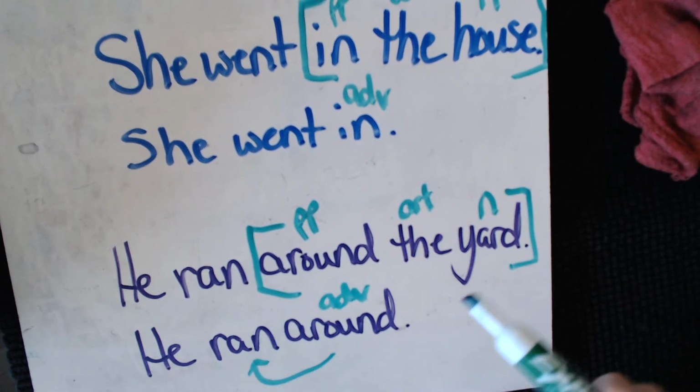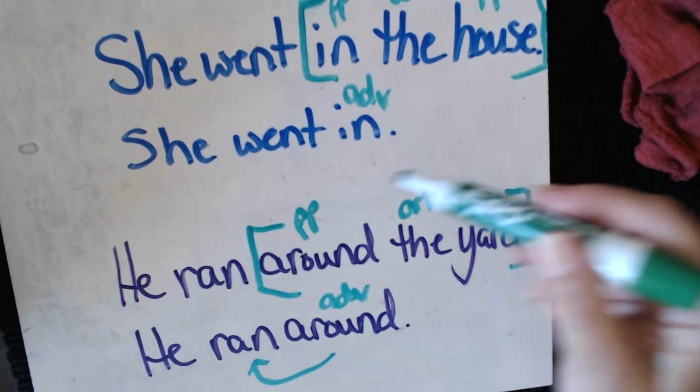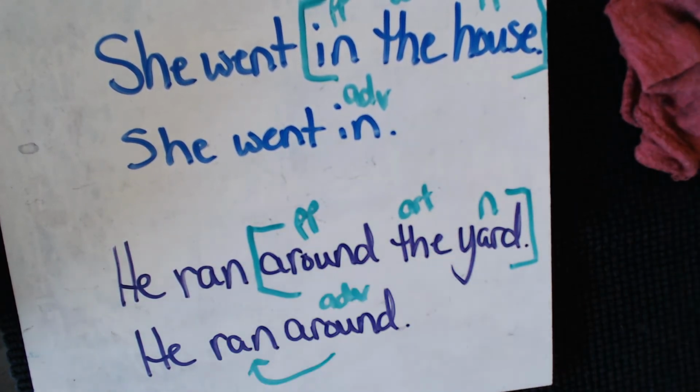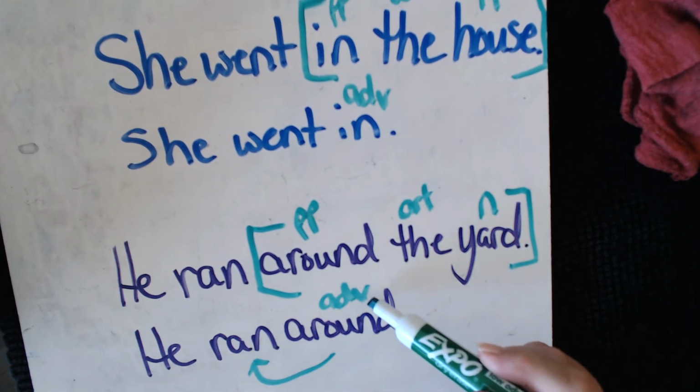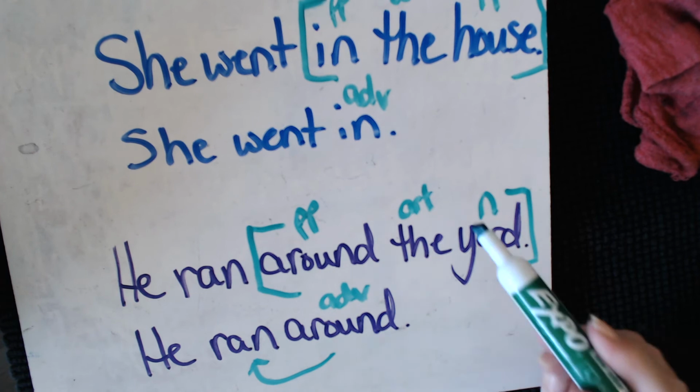We'll talk more about it later, but in this one, the whole prepositional phrase is acting as an adverb describing ran, telling where he ran. In this one, it's just the word, so this changes to an adverb. This is a whole entire phrase.